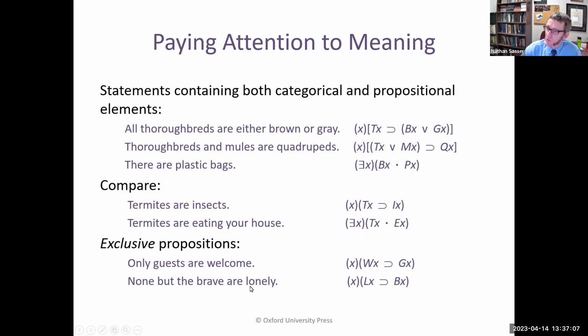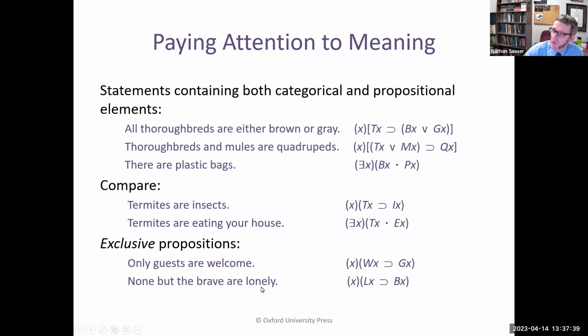Finally, here we've got some exclusive propositions. Only guests are welcome. Now, the word only indicates that what you're dealing with is a necessary condition, and necessary conditions, remember, go in the consequent of a conditional sentence. So when we say only guests are welcome, what we're saying is if you're a welcome thing, then you must be a guest. So for all x, if you are welcome, then you are a guest, even though guest comes first in the natural language sentence.